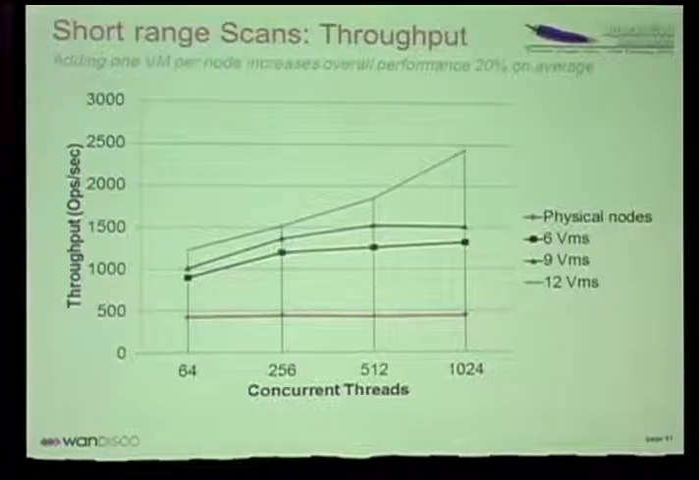Now we decided to vary the number of VMs. First of all, we started from a physical node, no VMs, or one VM, for that matter. And we noticed that every VM added gives us a 20% advantage in performance. Those are lines for different numbers of VMs on the cluster. There are still three nodes, but more VMs, and we are trying to run multiple concurrent threads, increasing the number of concurrent threads. We see that the physical cluster is flat, as we have seen before, but the VM clusters are going higher.